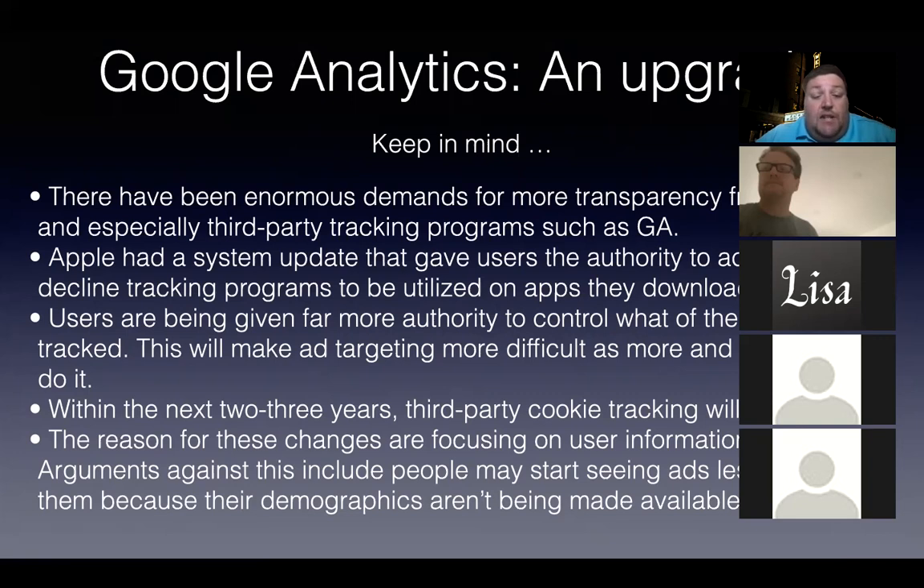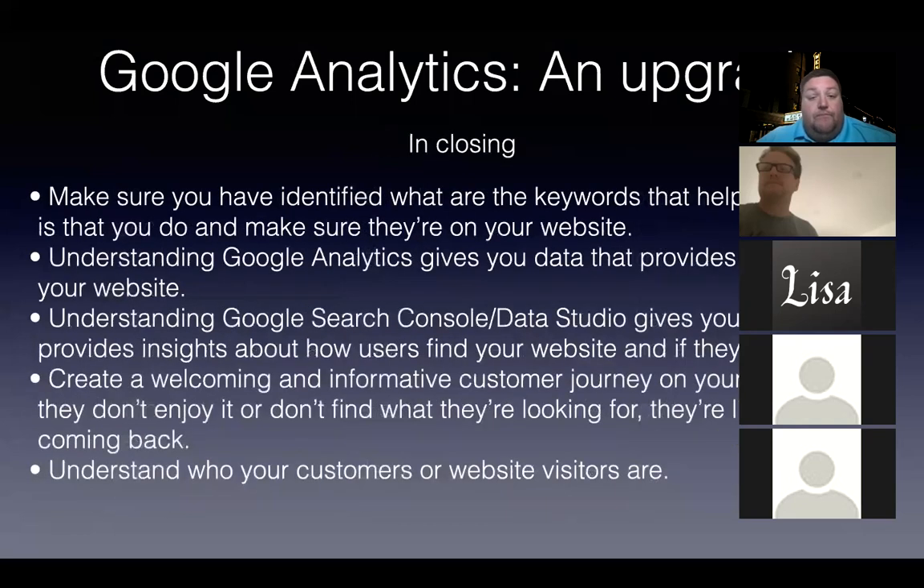It's predicted that within the next 2 to 3 years, third-party cookie tracking will be gone, and cookie tracking is essentially Google Analytics. So that's something that will continue to evolve, and we'll see what settings people make in terms of how sites and social media store that information. That's going to greatly change how digital and social media marketing works going forward. And again, the reason for these changes is to focus on user information privacy.